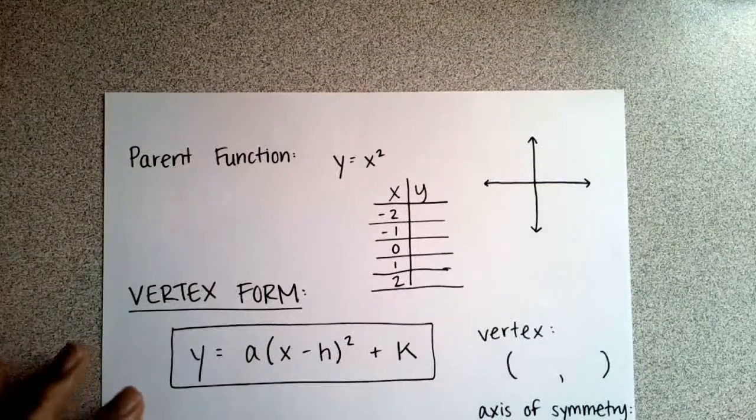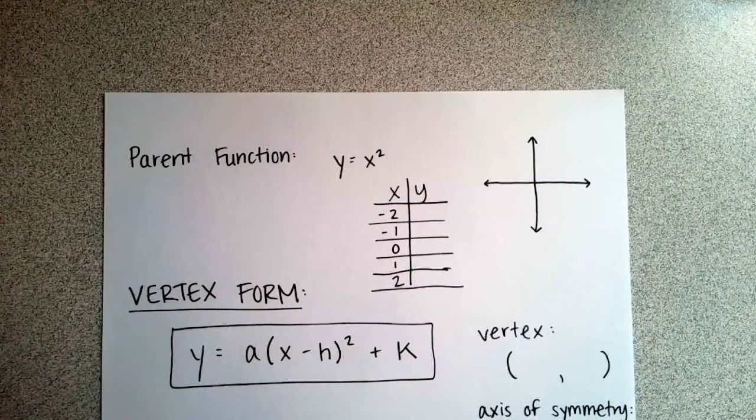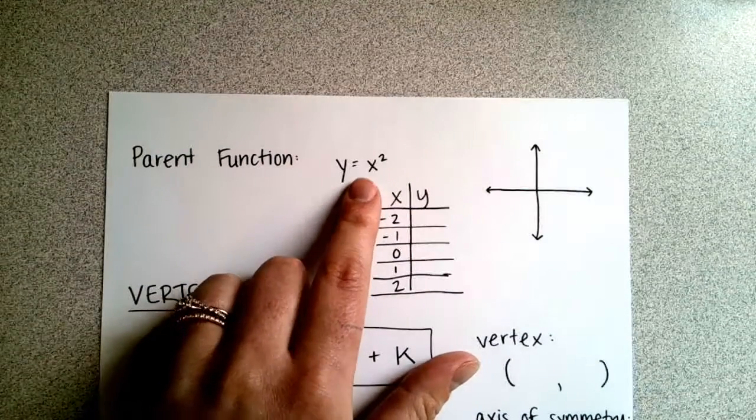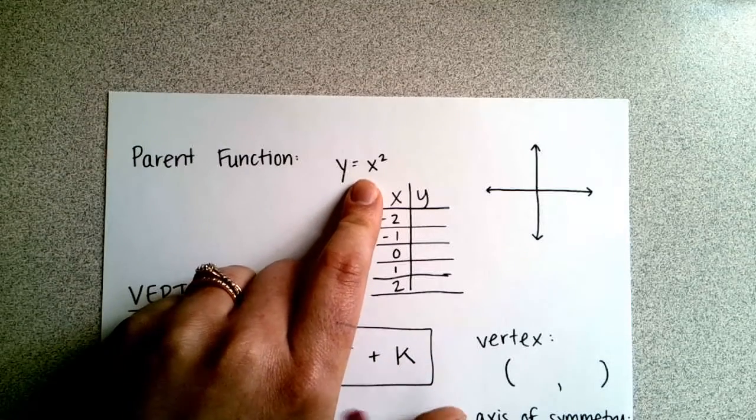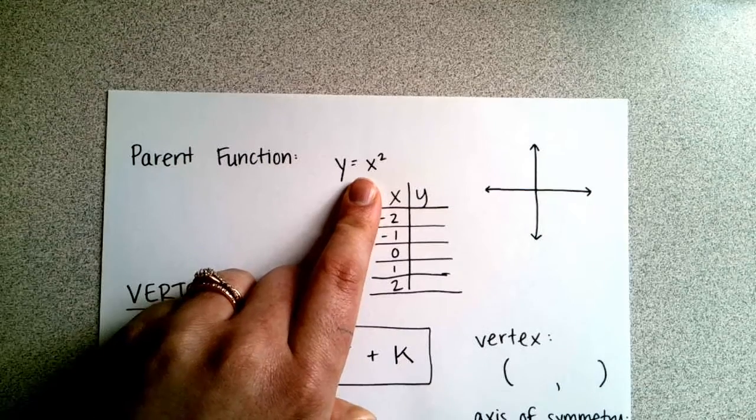So first, what we need to know is we are doing transformations on the parent function of a quadratic. So what that means is our most basic function, y equals x squared, with no numbers added or subtracted or multiplied. It's just y equals x squared. And we've done this already.